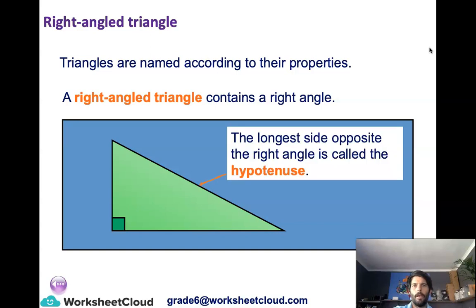Okay. The longest side is always opposite the right angle in a right angled triangle, and that is called a hypotenuse. And I believe in grade 8 or 9, you'll start looking at the hypotenuse in more depth when you start looking into Pythagoras' theorem.